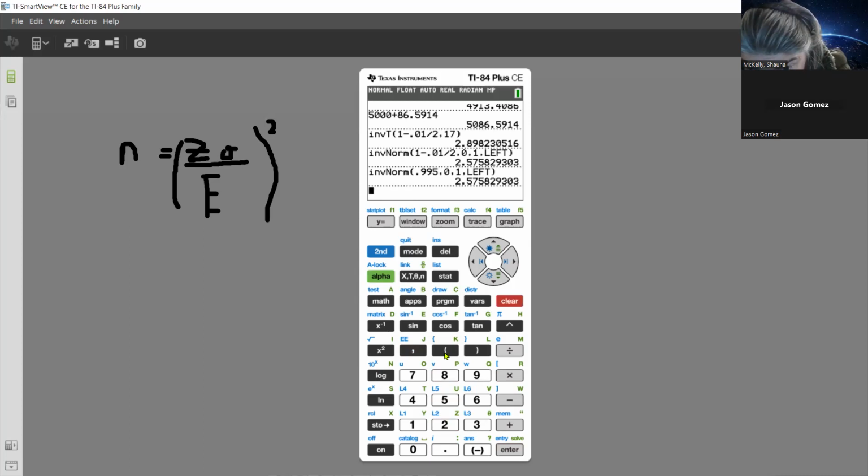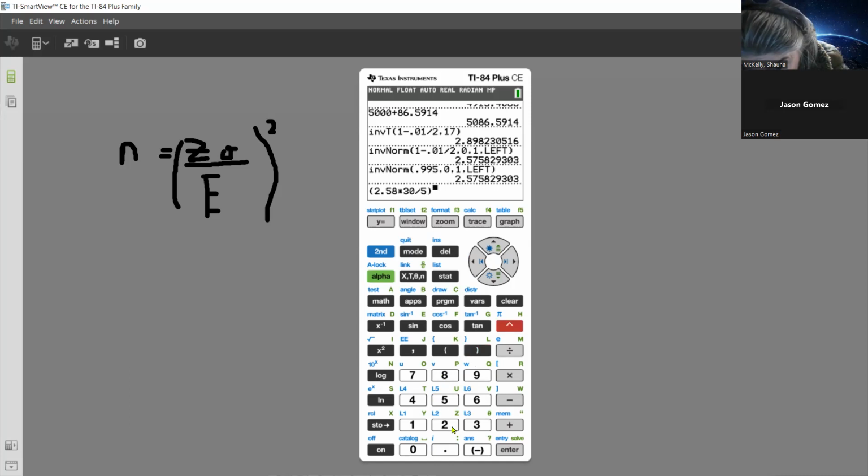So we have 2.58 times 30, and we're going to divide that by my error term, which was it 5? Yes. So we have 5 there, and then this is going to be squared.